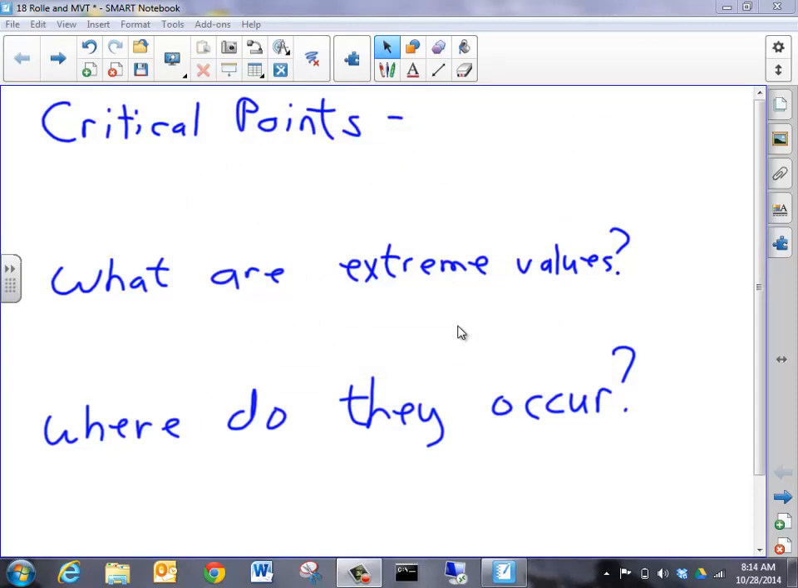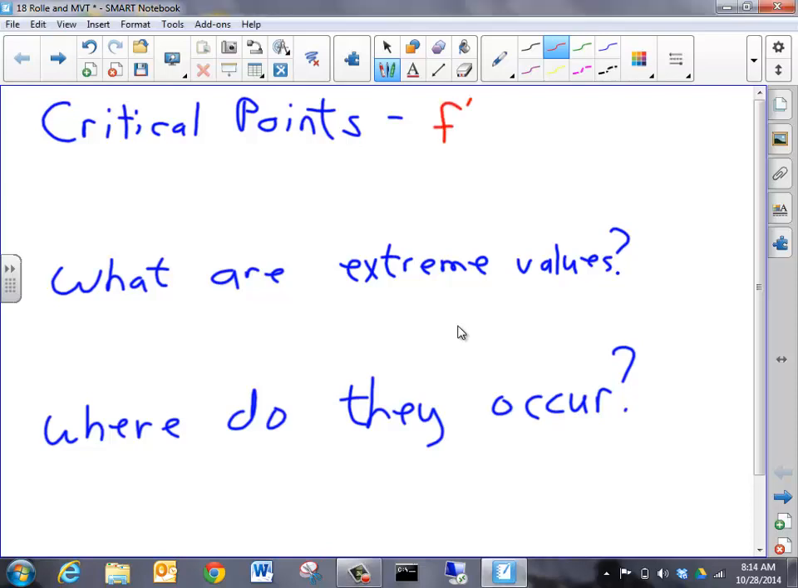Okay. Now go back in your brain. What do you remember about critical points? What are critical points? It's where the slope, or in calculus terms, where the derivative, what? Equals zero or undefined. Okay? That's the definition of a critical point.